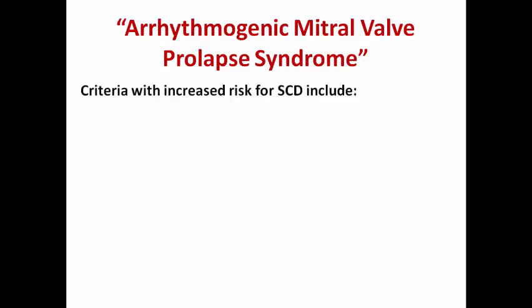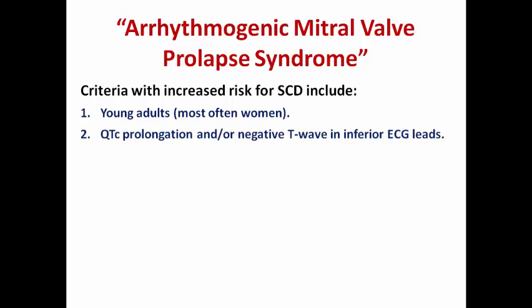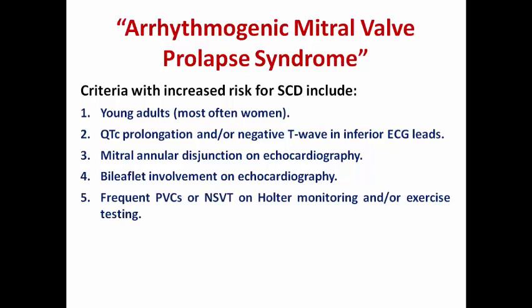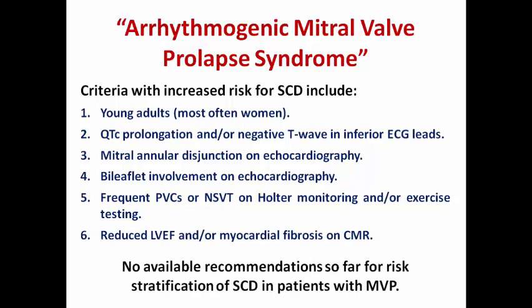That's why there is a famous terminology called arrhythmogenic mitral valve prolapse syndrome, with criteria for increased risk for sudden cardiac death, including young adults, most often women, QTc prolongation and/or negative T-wave in inferior ECG leads, mitral annular disjunction on echo, bileaflet involvement, frequent PVCs or non-sustained VT on Holter monitoring and/or exercise testing, reduced LV ejection fraction or detection of fibrosis on CMR, but so far there are no available recommendations for risk stratification or for ICD implantation in patients with mitral valve prolapse.